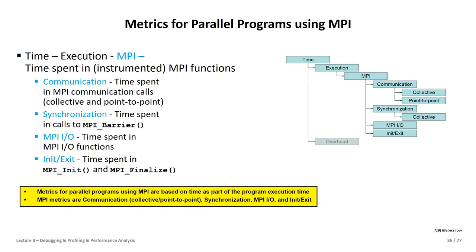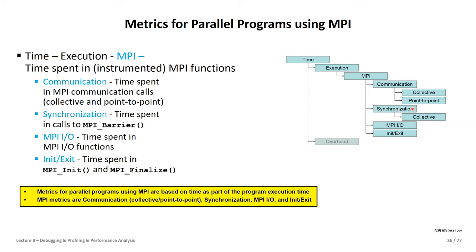So when you think now about MPI, distributed memory programming, we can refine this metric. The general structure remains, though we don't look here at visits and hardware counters and so forth, and the overhead we leave a little bit behind as well. For an MPI execution, I have several different factors. One factor for sure is the communication. That's pretty obvious. It's important whether you have a collective or a point-to-point operation.